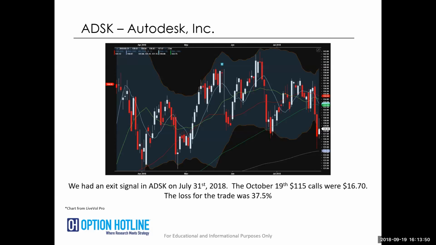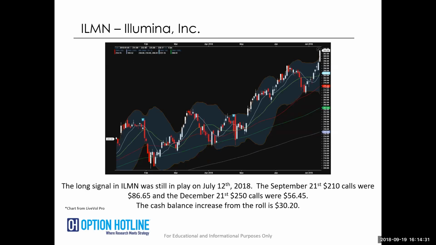Still in play on July 12th, when the stock has rallied from 240 to 304. So the stock is up 25%. The calls are up over 100%. And we look at the roll. The September 21st 210 calls were $86. The December 21st 250 calls were $56.